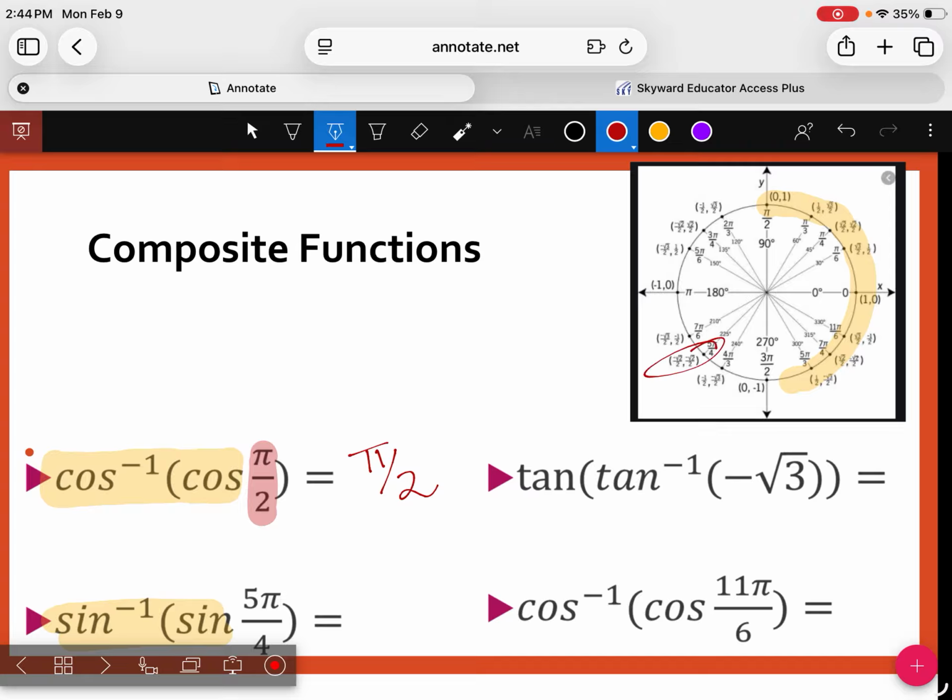So what I have to do is figure out, and because it's a negative, I know I'm definitely going to be in quadrant 4. Which one of these angles would have the same sine value as 5 pi over 4? And that would be negative pi over 4. Remember, we cannot use these numbers. We're going to take these away. Don't use them. So it would be a negative pi over 4.